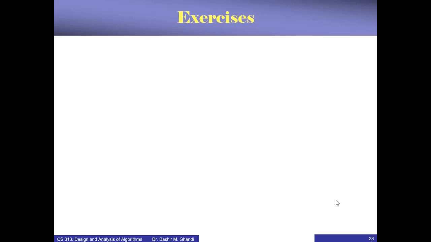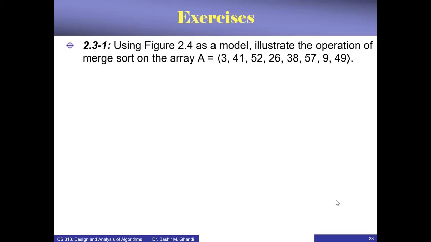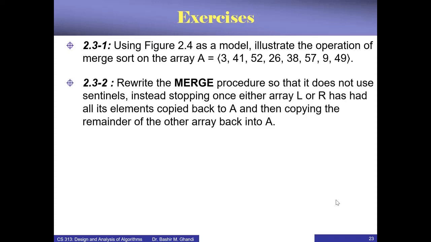I'll just give you a few exercises as usual. The first one is straightforward. It says, using figure 2.4 as a model, illustrate the operations of merge sort on the array which has these values. So you just need to follow that figure, keep splitting the array into 2 and 2 and so on until it reduces to single elements, and then do the merging process back up to sort the array. So this is straightforward.